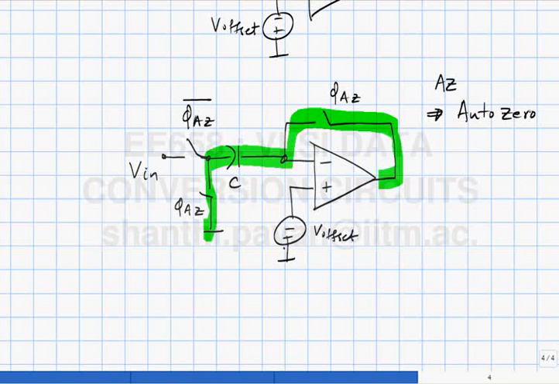Which is why it makes sense to call this phase phi AZ, which stands for auto-zero. Alright. So basically, if you have to actually correct offset, you have to measure it, alright? Okay? And measurement takes some time.